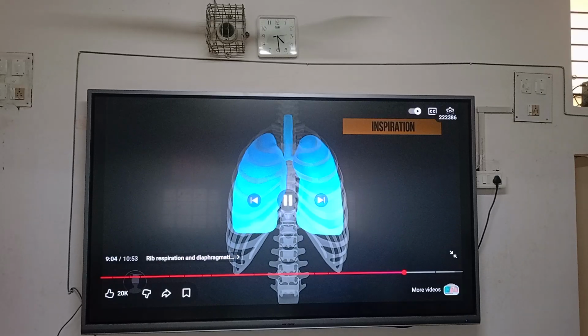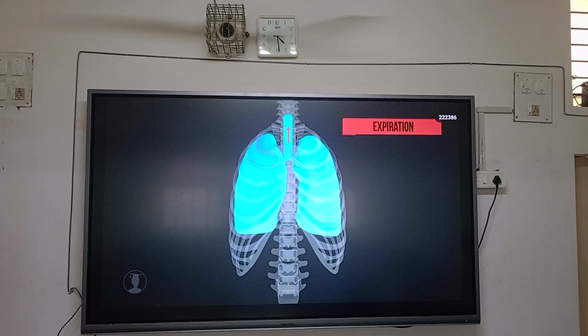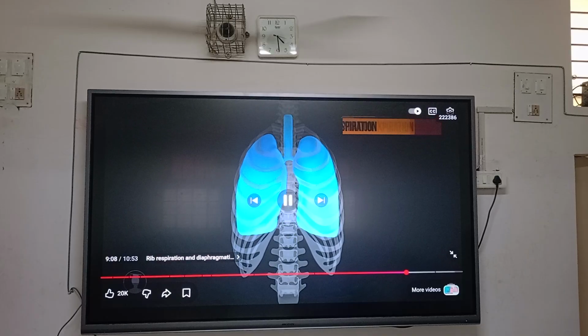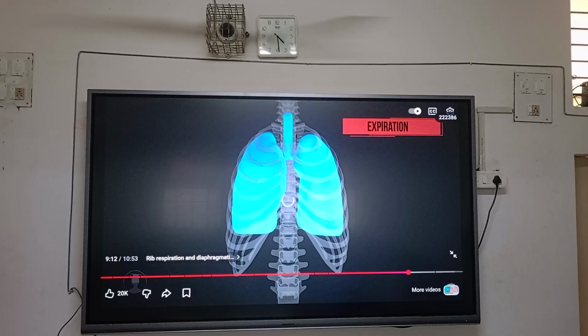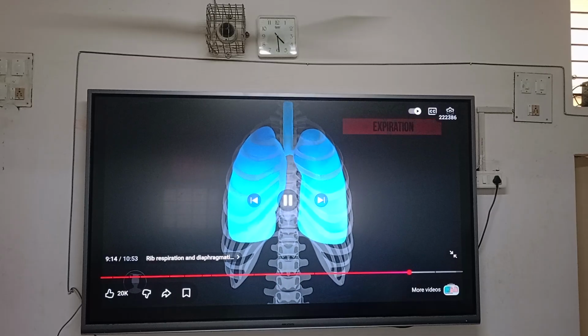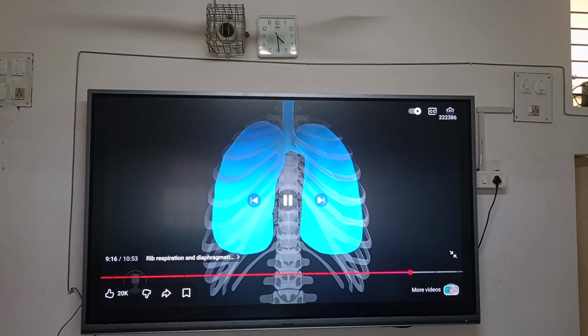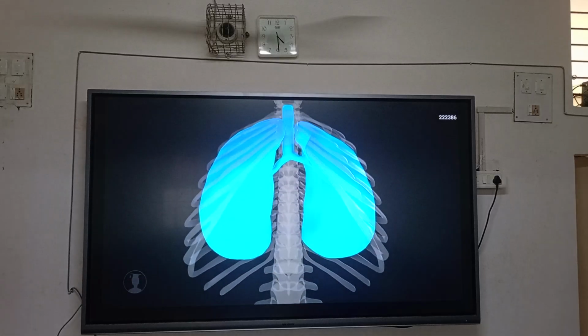Inhalation, exhalation, inhalation, exhalation. Here we can see the inhalation and exhalation process from below.